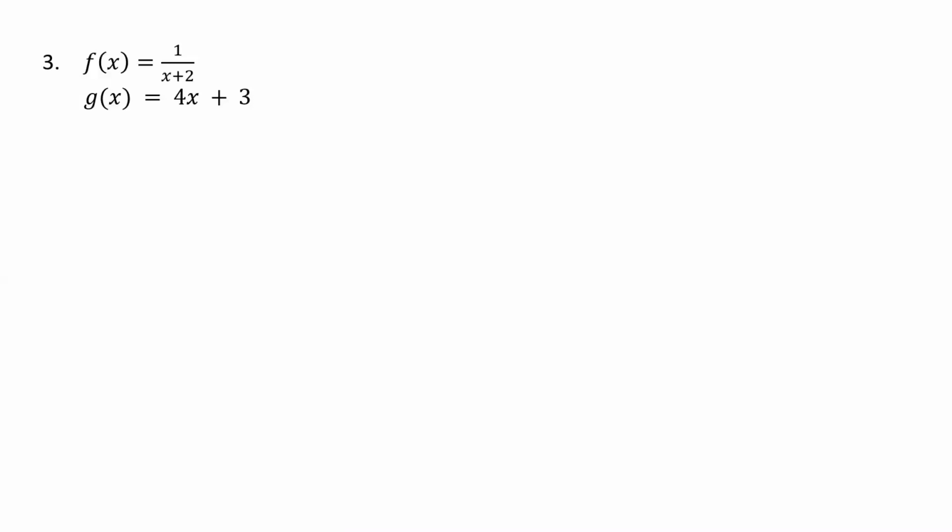One last one. So let's say we want f of g of 0 here and g of f of 0 in this column. All right, so g of 0 first. Well, 4 times 0 is 0, plus 3 is 3. Then we want f of 3. And if we plug in 3 here, we get 1 over 3 plus 2, which is 5. And that would be our final answer.